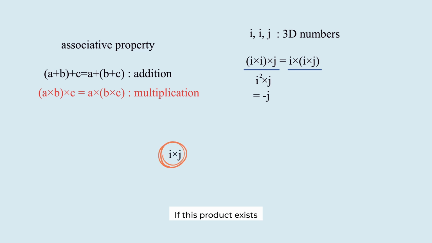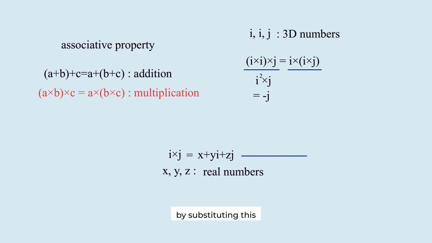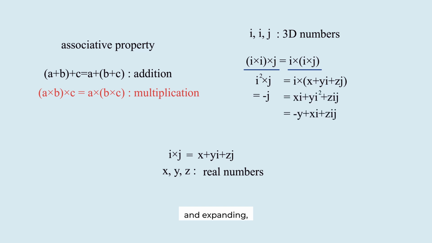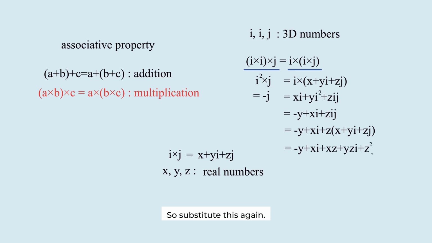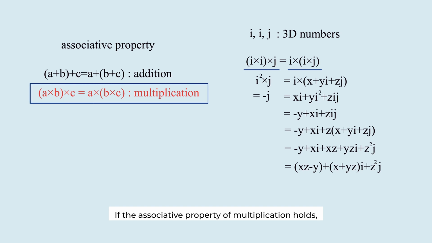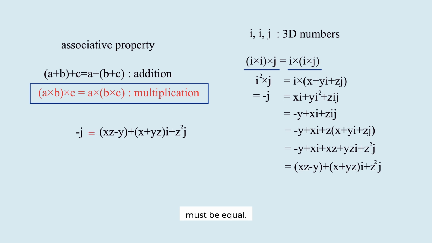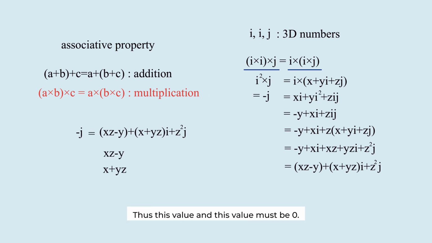If this product exists within the three-dimensional number system, it would be expressed like this. x, y, and z are real numbers. By substituting this and expanding, we derive the following conditions. ij appeared again, so substitute this again. We get this expression. If the associative property of multiplication holds, the left-hand side and right-hand side must be equal. Thus, this value and this value must be 0, and this value must be minus 1.